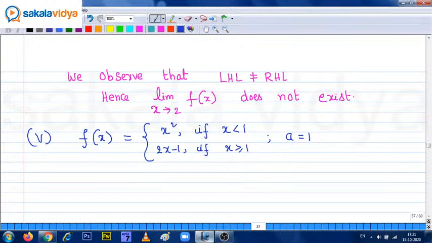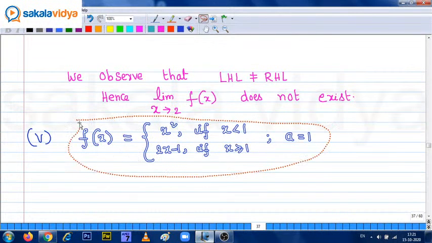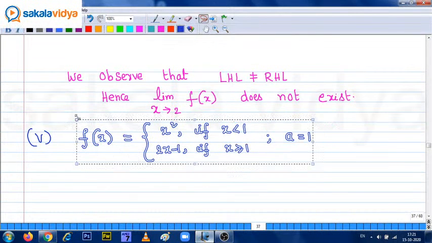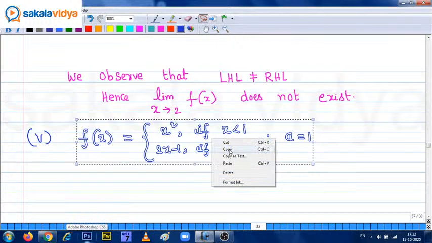Yes, limit does not exist, absolutely correct. Okay, now Pavan. Okay, good evening.